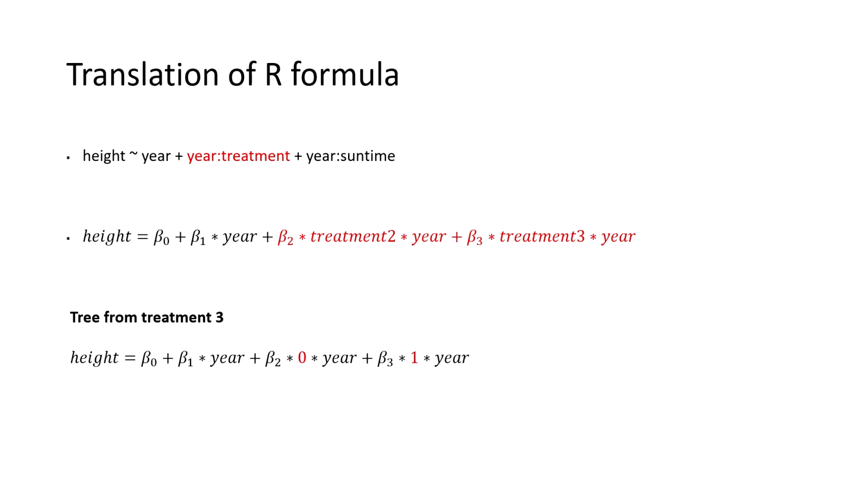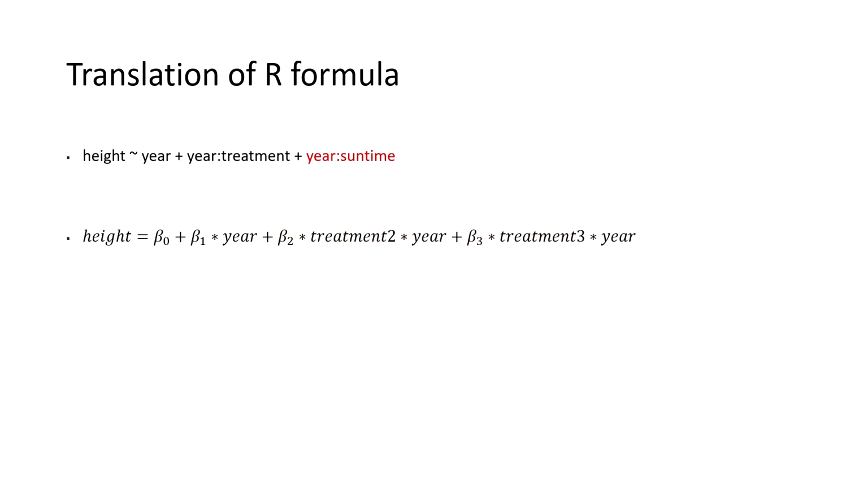Lastly, if a tree is from treatment 3, the dummy variable treatment 3 will be 1. And by simplifying the expression, we find that beta 3 reflects the difference in growth rate between treatment 1 and treatment 3. In summary, the interaction terms allow the model to capture different growth rates in all 3 treatments, with the parameters beta 1, beta 2, and beta 3.